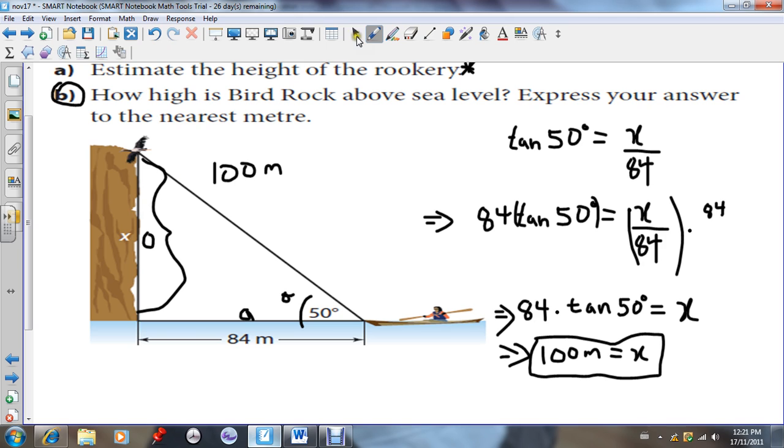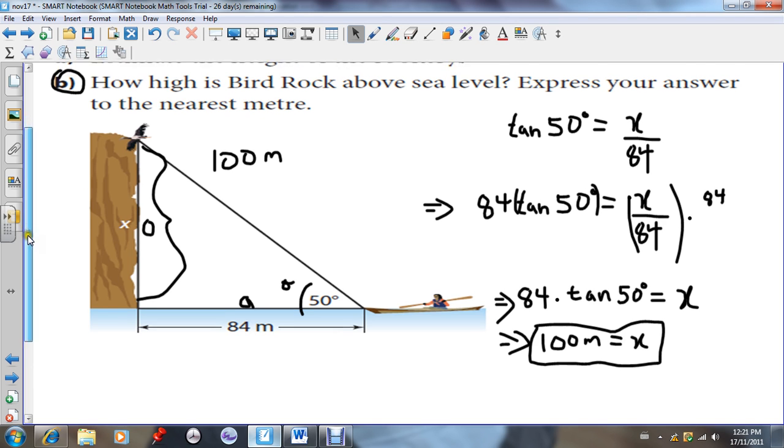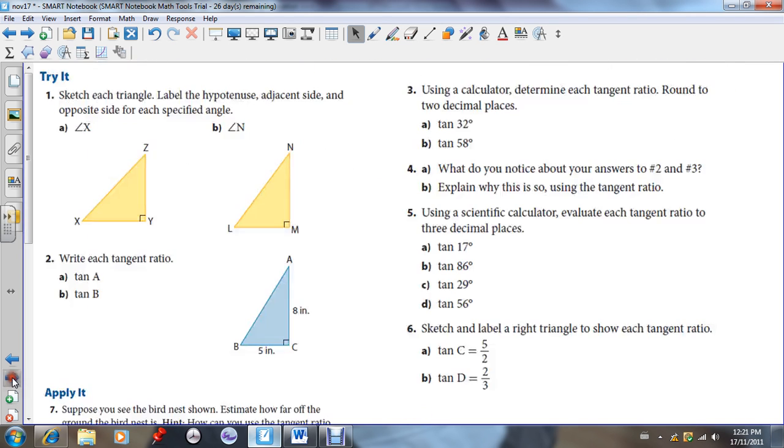Easy peasy lemon squeezy. Now if you didn't understand this, rewind the video, look at the last example, and then look at this example. Again, simply using our calculators and such, and the tan ratio to find things that are missing, right? Let's go to the next one.